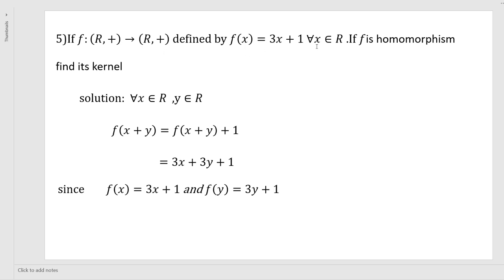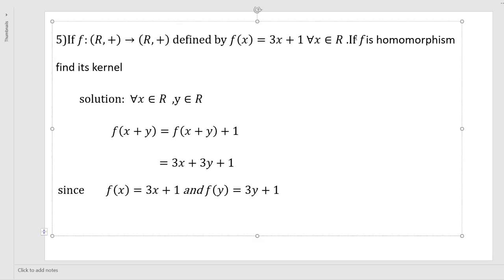Next, if f from (R, +) to (R, +) is defined by f(x) is equal to 3x + 1 for all x belongs to R, show whether f is a homomorphism, and find its kernel. In the similar way, for all x belongs to R, y belongs to R, consider f(x + y). That is equal to 3(x + y) + 1. The function is defined like this. Look here, f(x) is equal to 3x + 1. So in the place of x, we have x + y. What we have? 3 into (x + y) + 1, 3x + 3y + 1. So f(x + y) is like this.